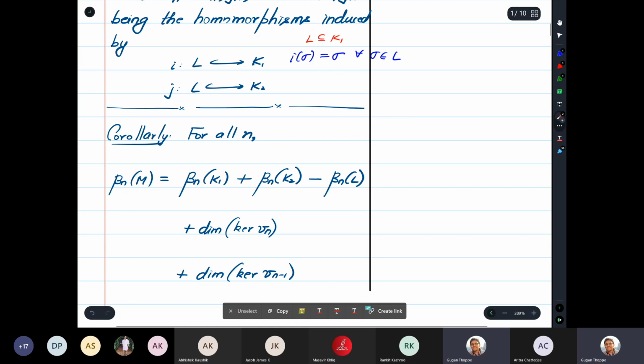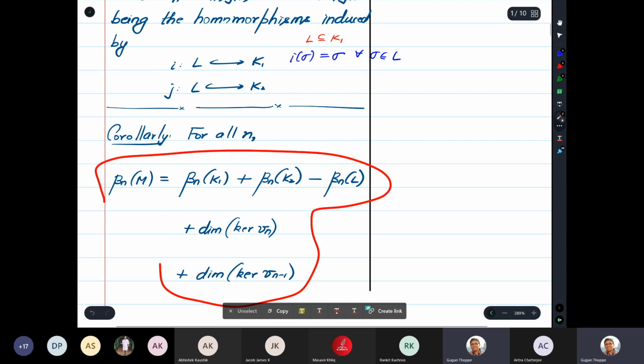Right, so what it says is that if you look at the nth Betti number of this simplicial complex M, then this equals the nth Betti number of this simplicial complex K1 plus the nth Betti number of this simplicial complex K2 minus the nth Betti number of this simplicial complex L plus the dimension of kernel of nu 1 plus the dimension of kernel of nu n minus 1, right? So let's try and spend some time appreciating this relation.